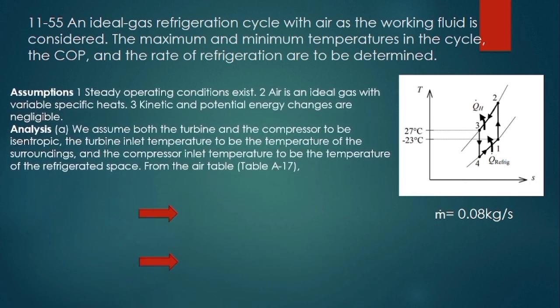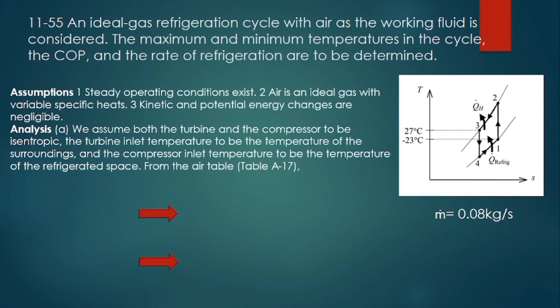For our assumptions, steady operating conditions exist. Air is an ideal gas with variable specific heats, and kinetic and potential energy changes are negligible. To analyze it, we assume both the turbine and the compressor to be isentropic, the turbine inlet temperature to be the temperature of the surroundings, and the compressor inlet temperature to be the temperature of the refrigerated space.